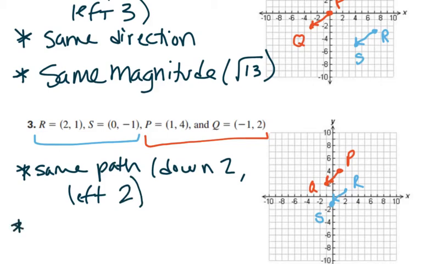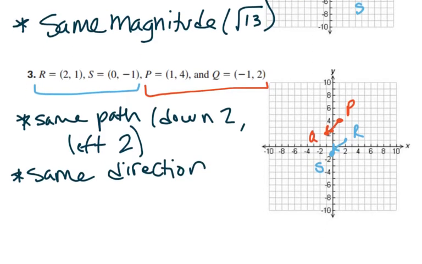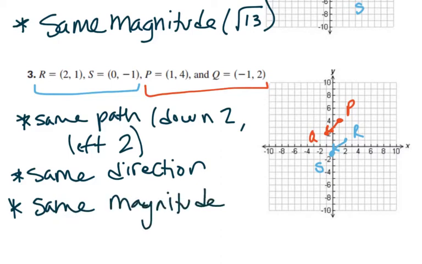They also have the same direction because that arrow is going in towards the bottom left. And then they actually have the same magnitude as well because you would end up doing 2 squared and also 2 squared again. Adding those together would be 8, so square root of 8 is their magnitude.